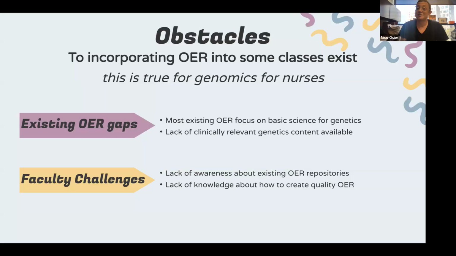So there are a lot of obstacles to incorporating OER into classes, as I mentioned before. A big one is that people don't know where to look in the first place. There are repositories for OER textbooks like OpenStax and things like that that can be accessed to try to see what's in there. But what I was really finding was available OER tend to focus on the basic science piece of genetics, and there really wasn't anything that focused on clinical relevance to human health and disease and how it impacts a healthcare provider's role.